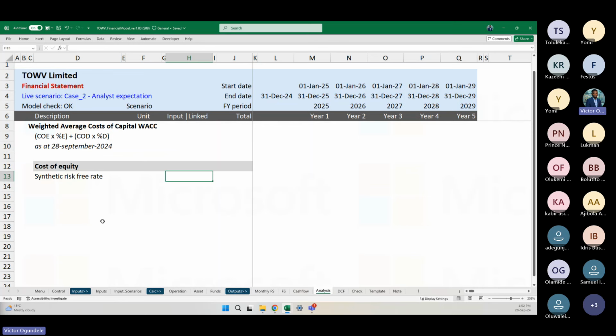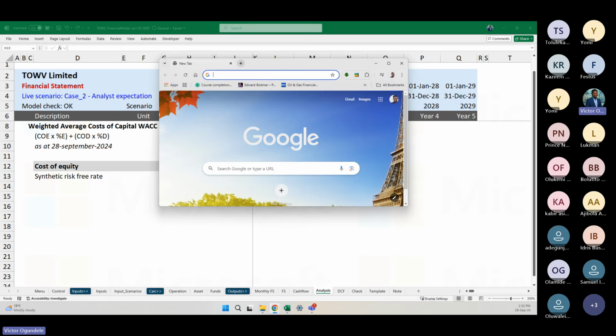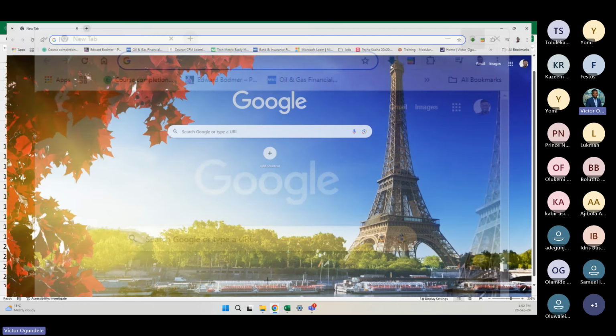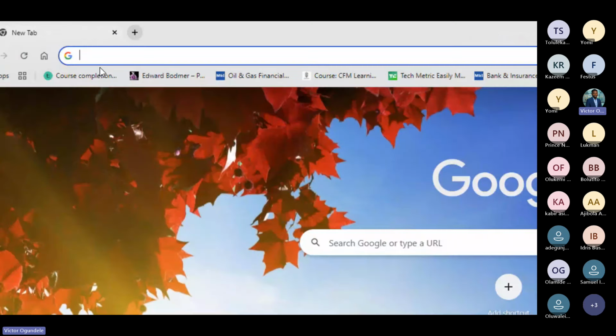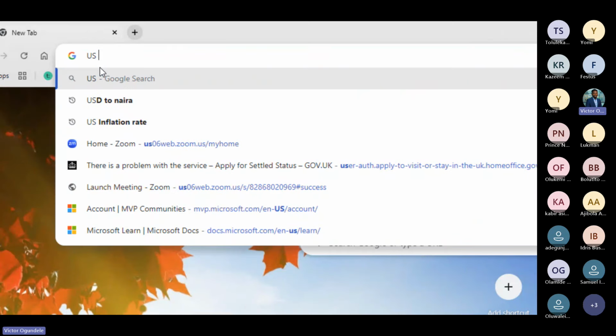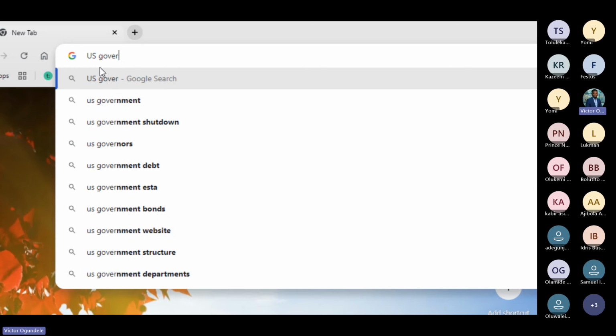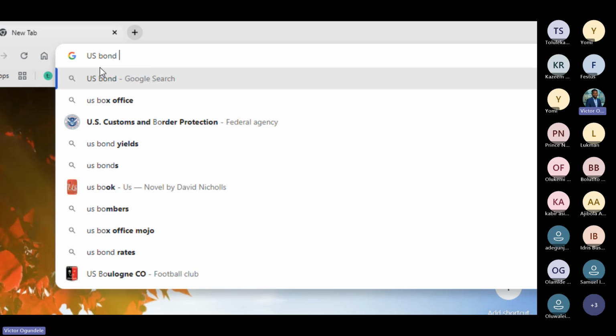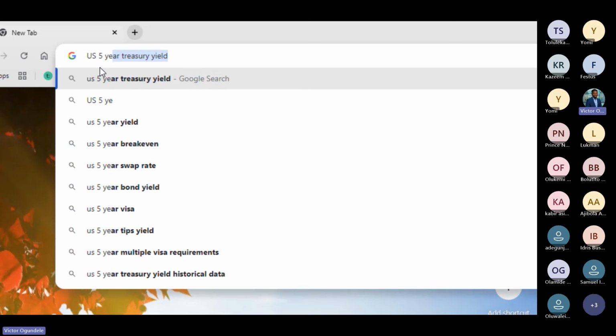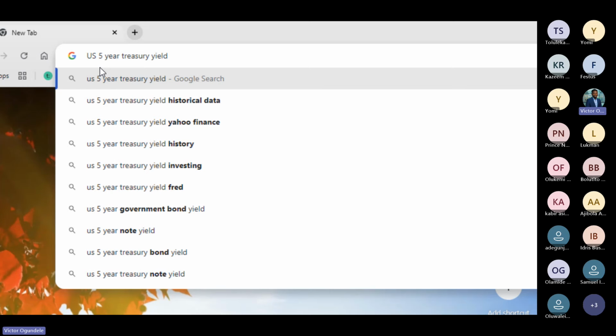So the start point for us to even discuss the return, to discuss what would be my own benefits, let's start with what I would have gotten if I'm investing in a risk-free investment. That becomes the start point. So let's go online. We are at a point today. I will type US risk-free, or at times we call it government, US bond, 5 years. So over 5 years, treasury yield rate.